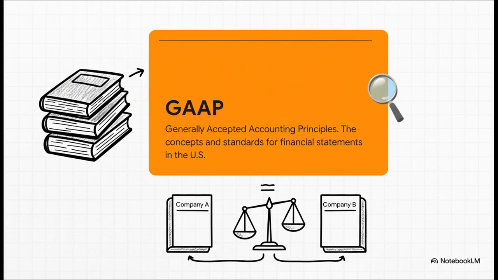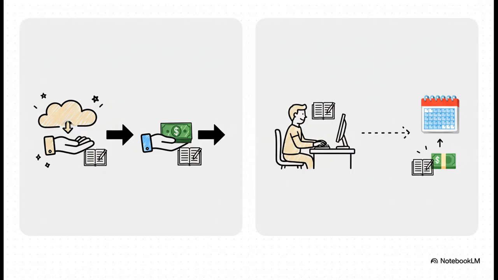But honestly, just remember GAAP. This is the set of standards that make sure everyone is playing by the same rules. It creates consistency, so an investor in New York can look at a company in California and know for sure that they're comparing apples to apples. Now, one of the biggest rules inside of GAAP is all about timing. It's this concept of cash basis versus accrual basis.